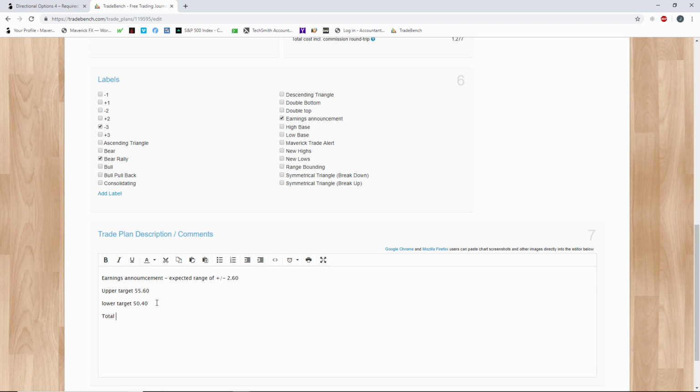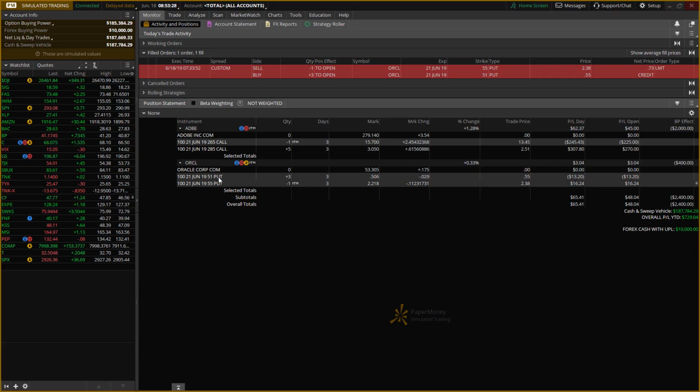Total credit on the trade was 73 cents, right? And now that I have the position, let me go back and break down each strike price. The 51 puts that I purchased, I got for 55 cents apiece, and $2.38 for the put I sold.